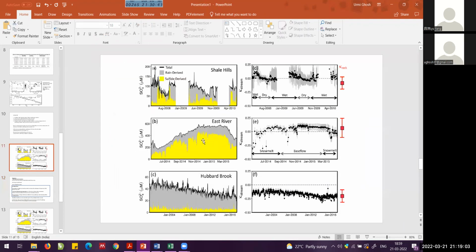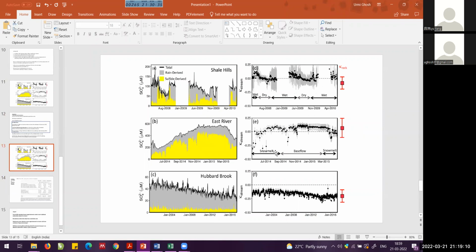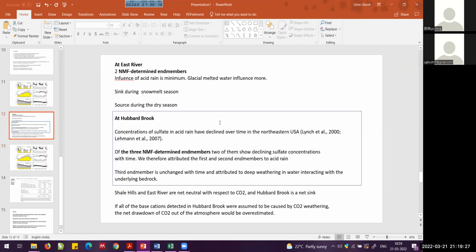If we come to this image again, what we can see is that during the snow melt season the values are decreasing, whereas in the base flow the values are increasing. So during the snow melting season, the values are decreasing compared to the base flow season, which is opposite to that of Shale Hills. They have also tried to predict this in the Hubbard Brook area.